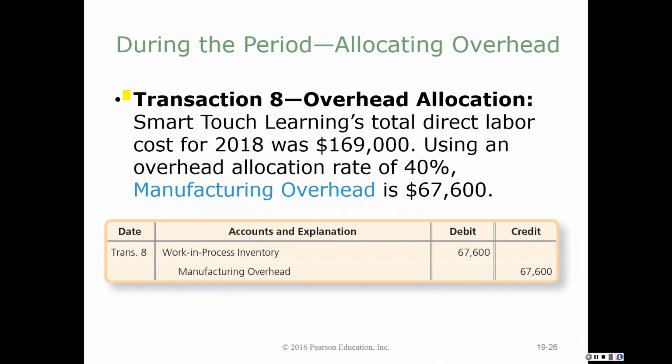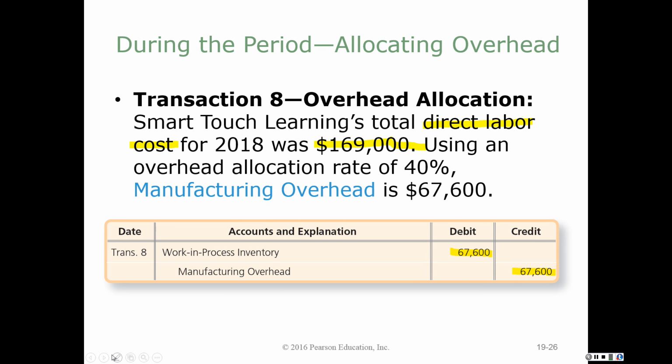So your slides move back out to a year-wide picture here, assuming that your direct labor, once again, we're talking about our direct labor cost for 2018 were $169,000. Okay, once again, if our overhead allocation rate is 40%, for every dollar I spend in labor, 40 cents of that is going to be applied to overhead. So once again, as we saw on our job cost sheet, here's what happens in our T account. We move $67,600 worth of manufacturing overhead out of manufacturing overhead.